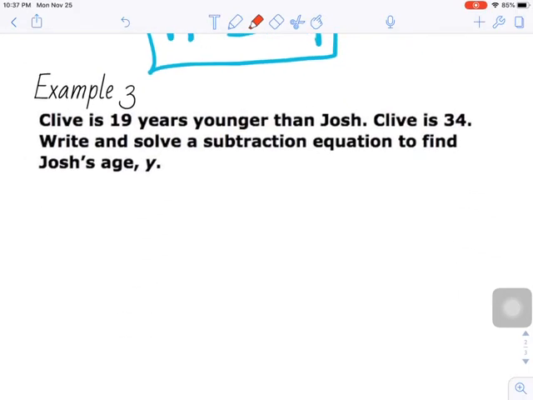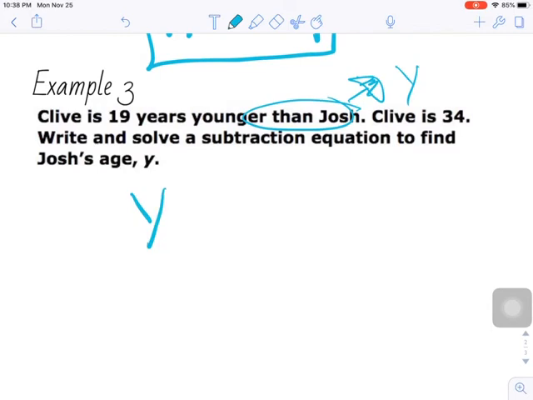All right, example 3. Clive is 19 years younger than Josh. Clive is 34. Write and solve a subtraction equation to find Josh's age. So we know that Clive is 19 years younger than Josh, but we don't know how old Josh is. So I'm just going to use a variable here, which it tells us to do, y. So I know Josh is y years old, and I know Clive is 19 years younger. If he's 19 years younger, I'm going to be subtracting or taking away 19 years to figure out how old he is. And it says, since Clive is 19 years younger and Clive is 34.